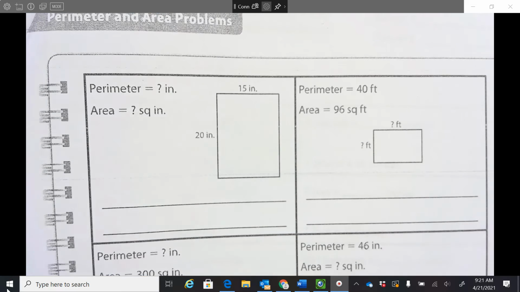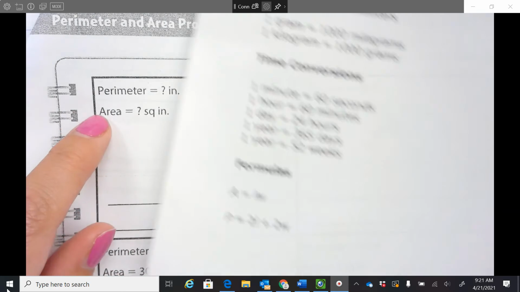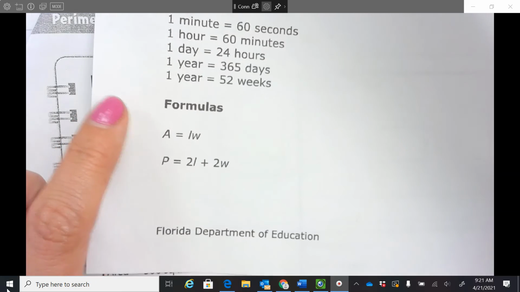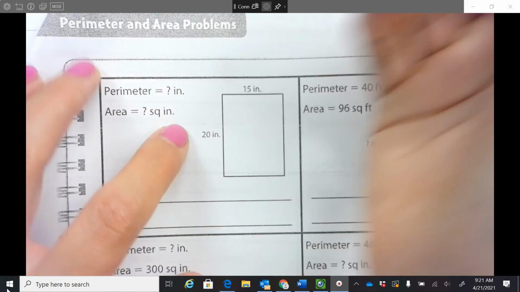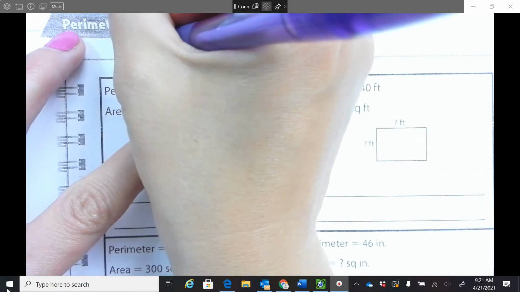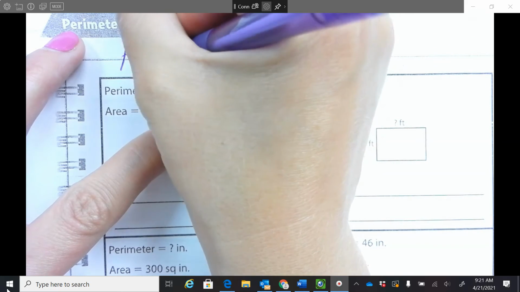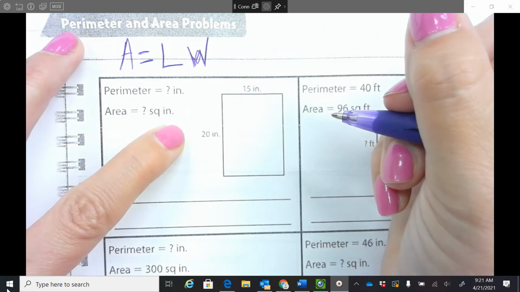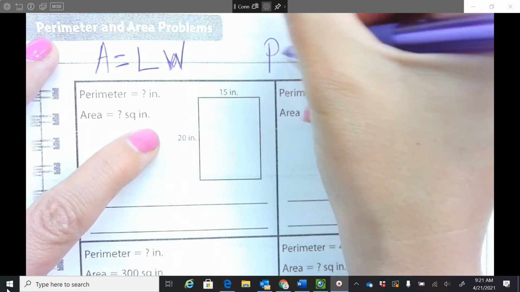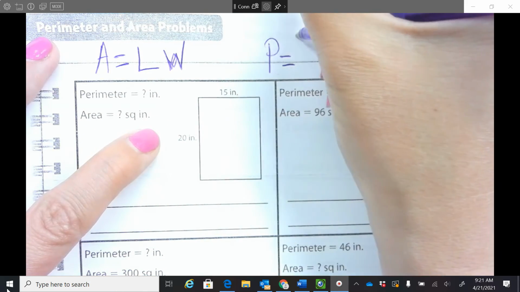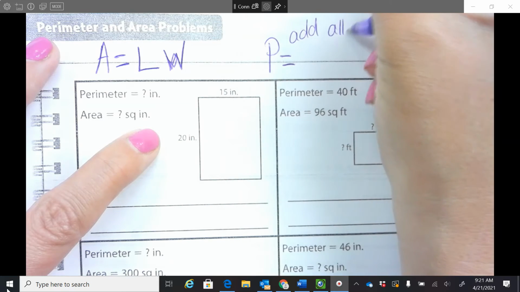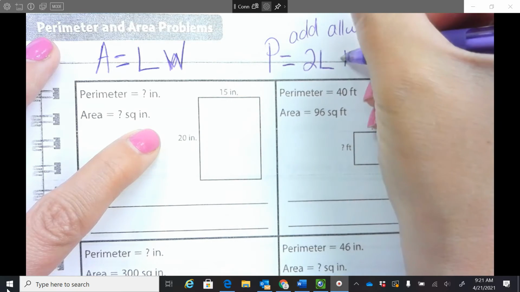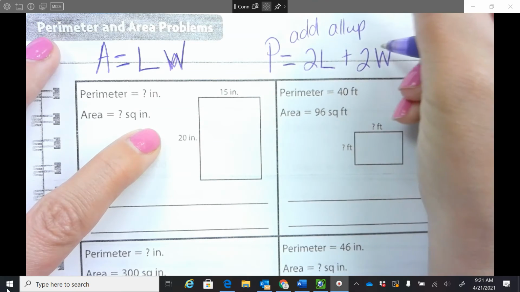Okay, so when you're working with area and perimeter, what I like to do is write our formulas right on our paper so that we can always remember them. So area, A stands for area, is length times width. Okay? And then our formula for perimeter, you can add them all up, or you can also put 2 times length plus 2 times width.